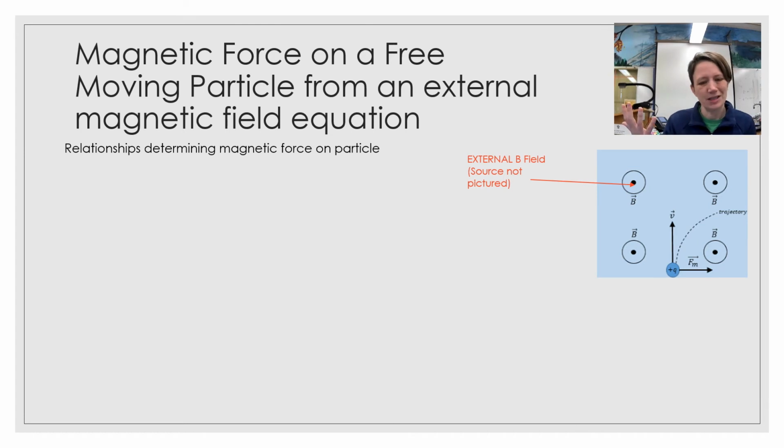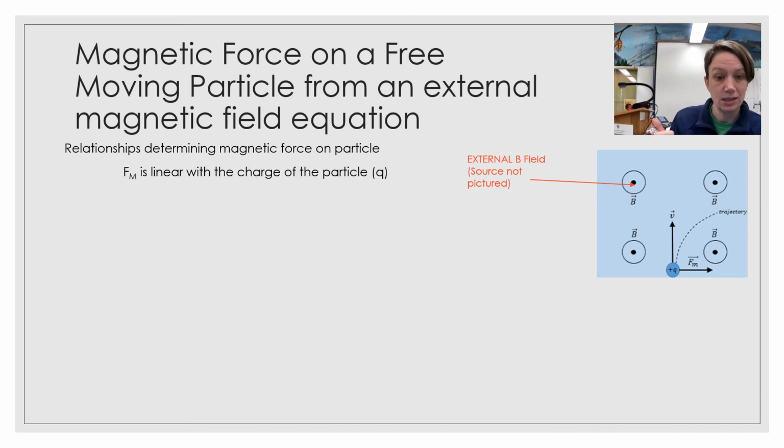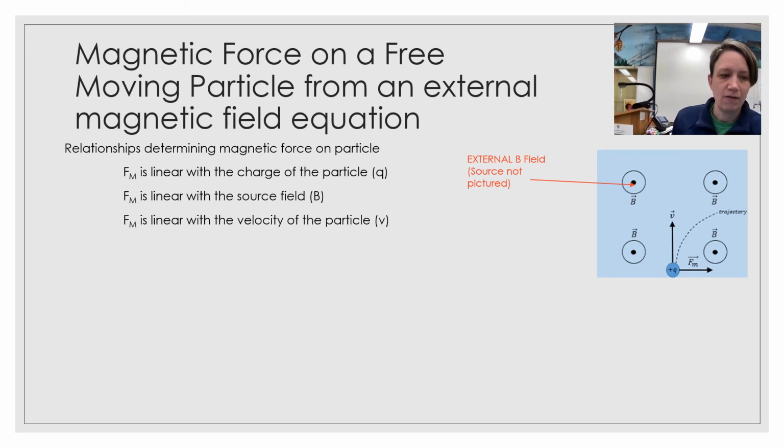The relationships in this equation are actually very similar. They basically parallel the ones from the last equation, so I'm going to go through them pretty quickly. Fm is now going to be linear with the charge of the particle. So the more charged the particle is, the stronger the force. Again, Fm is going to be linear with the source field, and then Fm is going to be linear with the velocity of the particle. The faster that particle is moving, the more magnetism it is going to be experiencing.